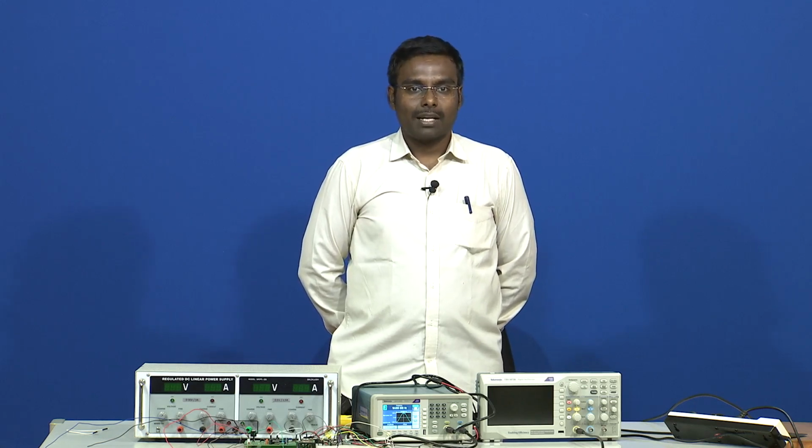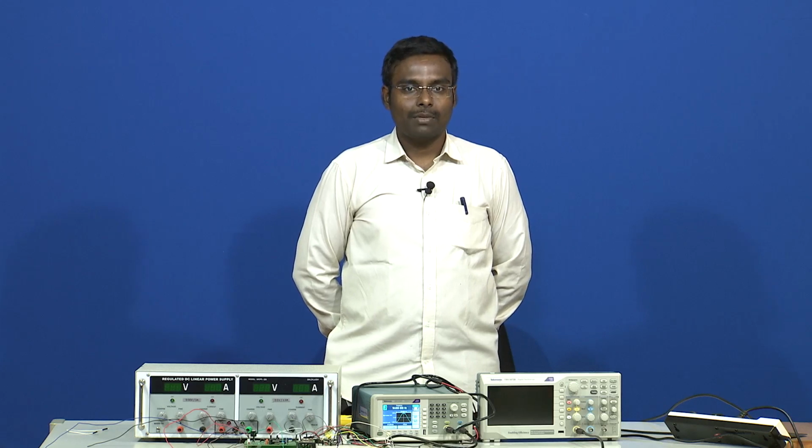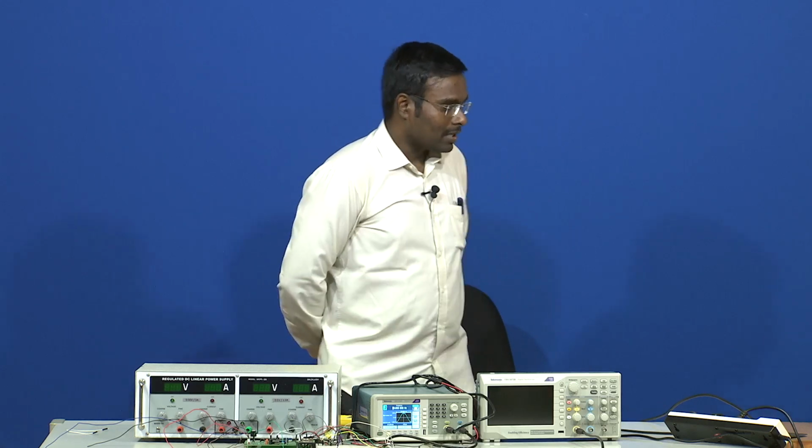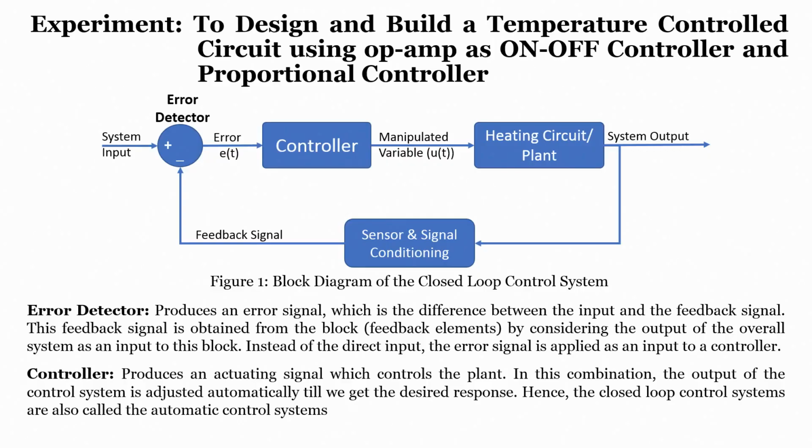Now, in today's class we will extend to the other modules that are used in our closed loop control system. What we will do now is discuss the heating circuit on the plant, and we will discuss the different types of controllers that we are going to demonstrate using an operational amplifier, and their working. Especially we will be discussing the on off controller, the proportional controller, and if time permits we will look into the proportional and integral controller.